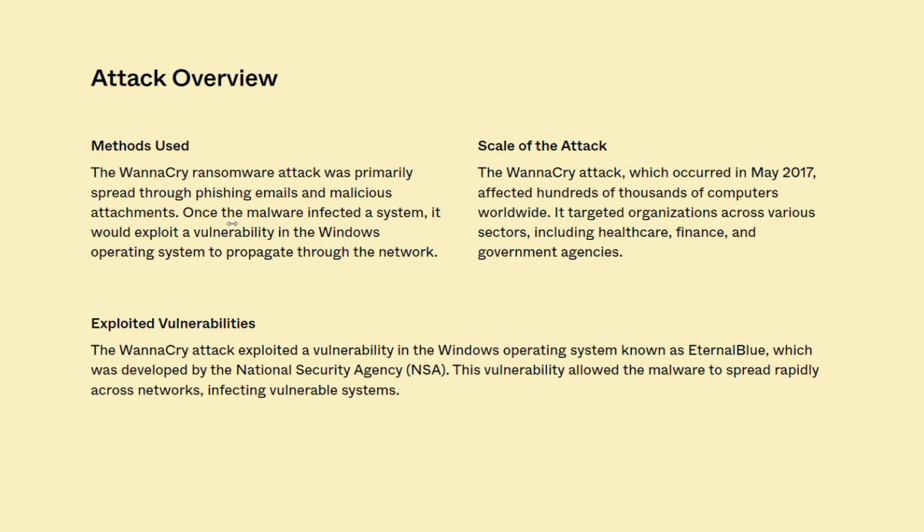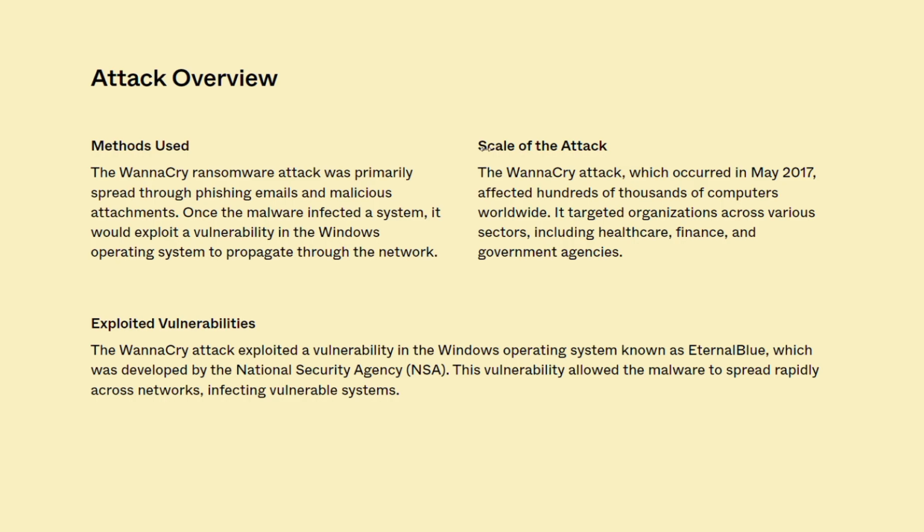Once the malware infected the system, it would exploit vulnerabilities in the Windows operating system to propagate through the network. Once the victim clicked and downloaded the file, it would exploit a vulnerability in the Windows operating system to propagate through the network.